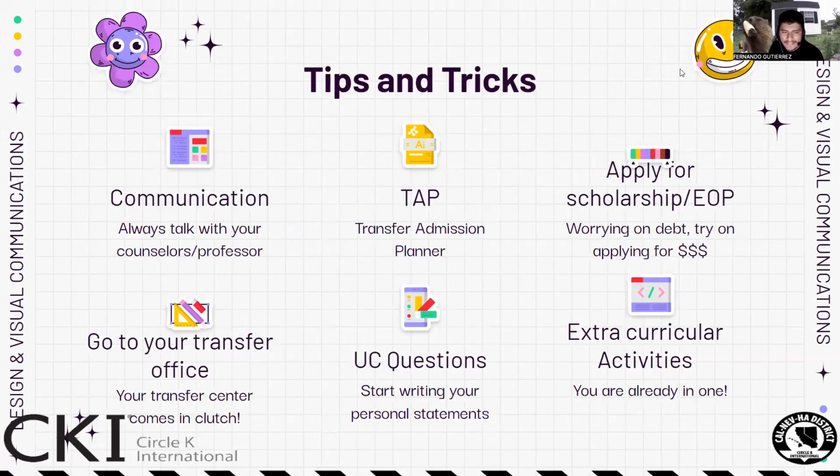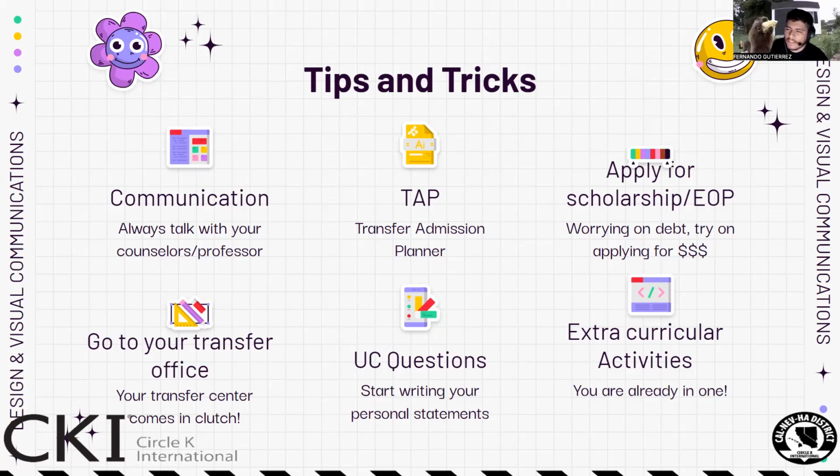Tips and tricks. Communication. Always talk to your counselor and professor. They will help a lot, especially your professor as well. Also, UCs and CSUs should have the transfer admission planner. It's a great, handy website to keep track of your courses and see where you're at when it comes to your GPA and the requirements as well.